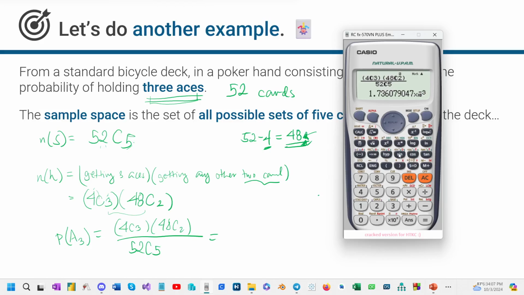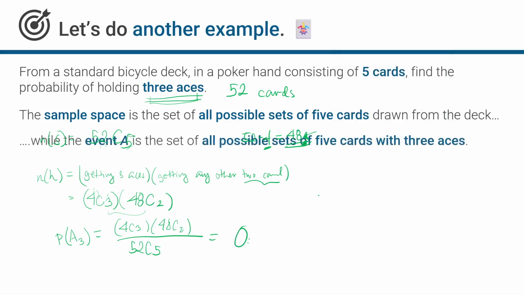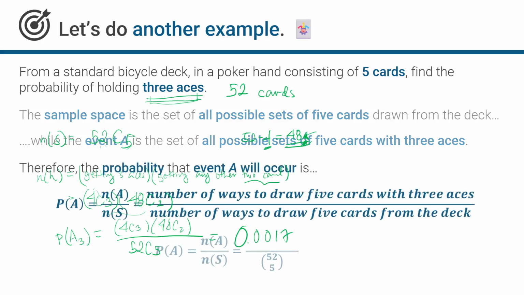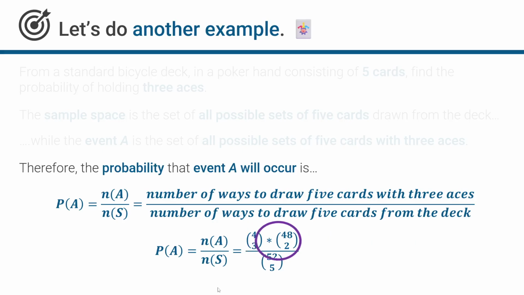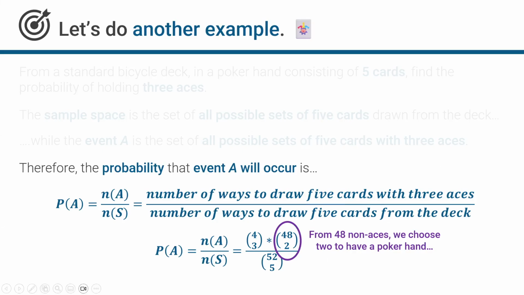So we can put it onto the fourth decimal place. Anyways, it's 1.73607, so it's 0.0017 something like that. The one in the calculator is what we call scientific notation. So any questions for this one?